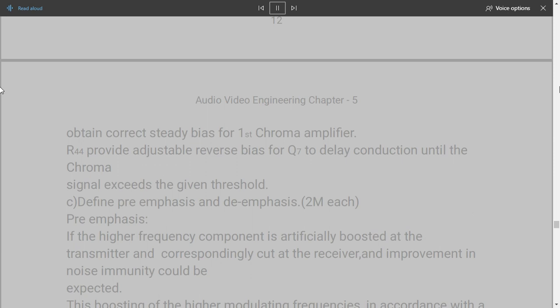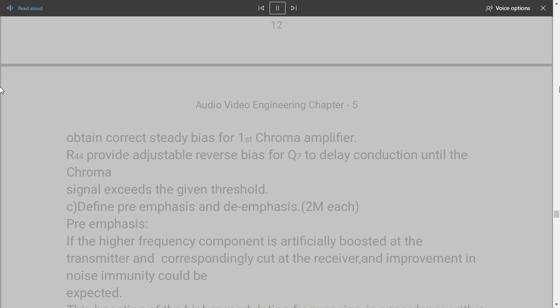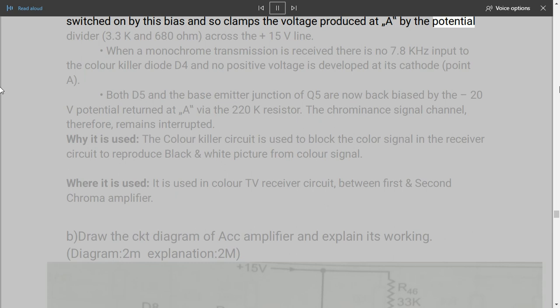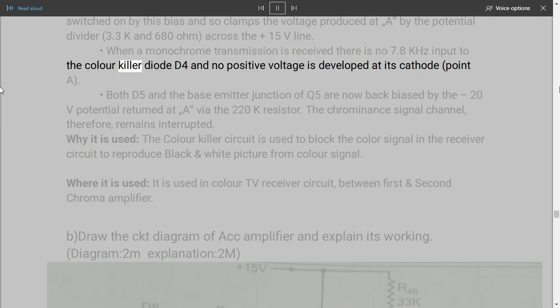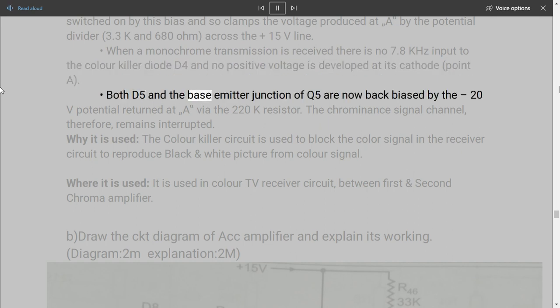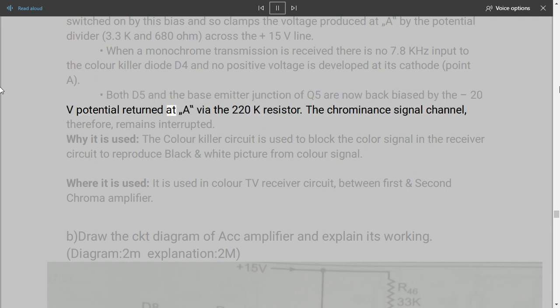switched on by this bias, and so clamps the voltage produced at A by the potential divider, 3.3K and 680 ohm, across the plus 15V line. When a monochrome transmission is received, there is no 7.8 kHz input to the color killer diode D4, and no positive voltage is developed at its cathode, point A. Both D5 and the base emitter junction of Q5 are now back biased by the 20V potential returned at A via the 220K resistor. The chrominance signal channel, therefore, remains interrupted.